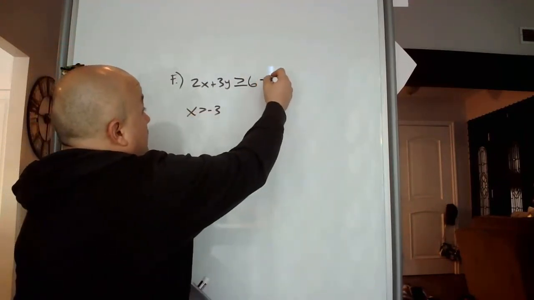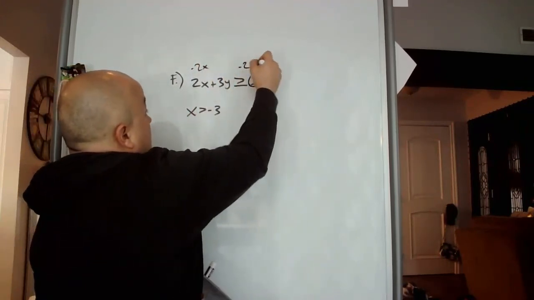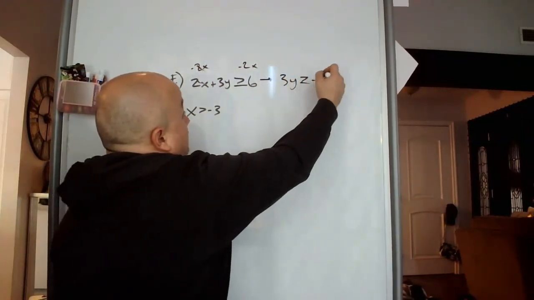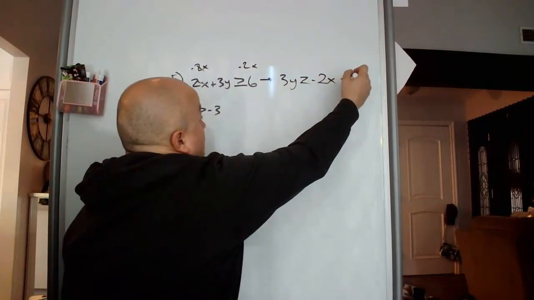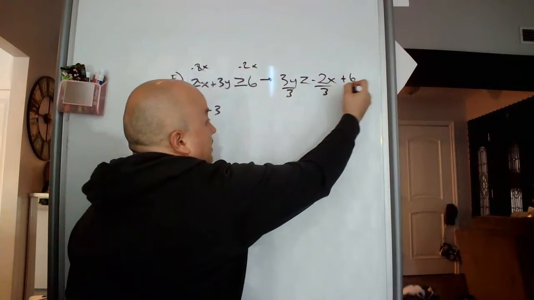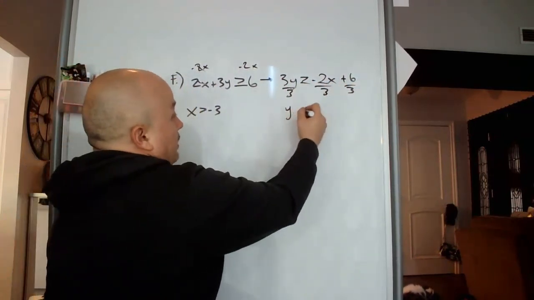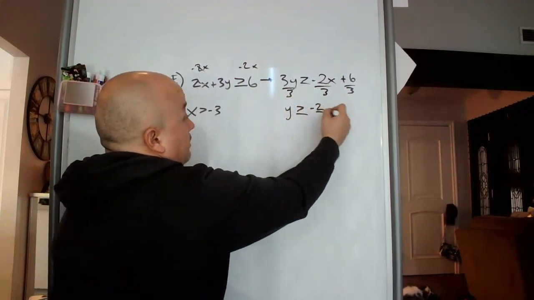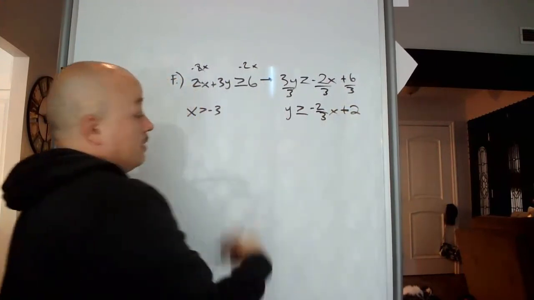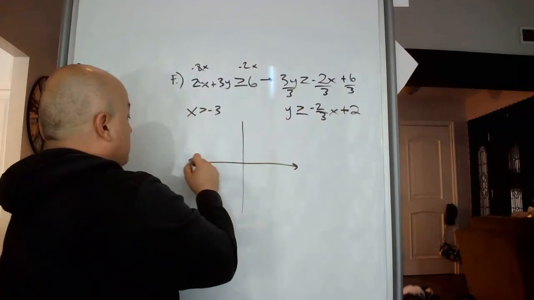So we're going to subtract 2x on both sides. So I get 3y is greater than or equal to negative 2x plus 6, and then I would divide by 3 on both sides. Every term gets divided by 3, and you get y is greater than or equal to negative 2/3 x plus 2, right? I'm ready to graph it.